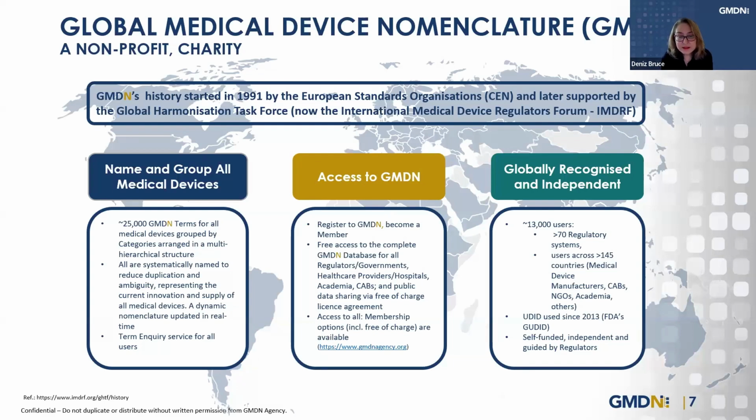Access to GMDN is quite easy. You just need to become a member. GMDN, within its charitable cause, provides free access to all regulators, government departments, healthcare providers, hospitals, and national healthcare services. It is a globally recognized and independent system. There are approximately 13,000 users. 70 different regulatory systems use GMDN in some capacity, and the members, the users, are across the world, in more than 145 countries.